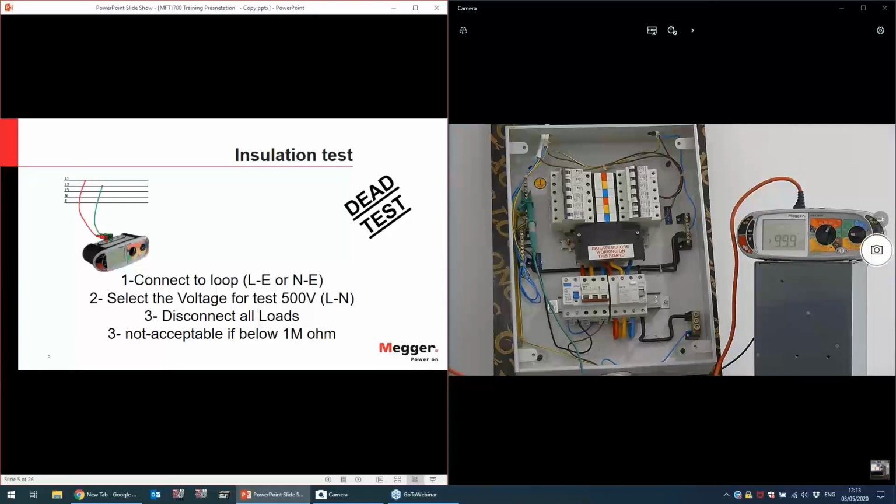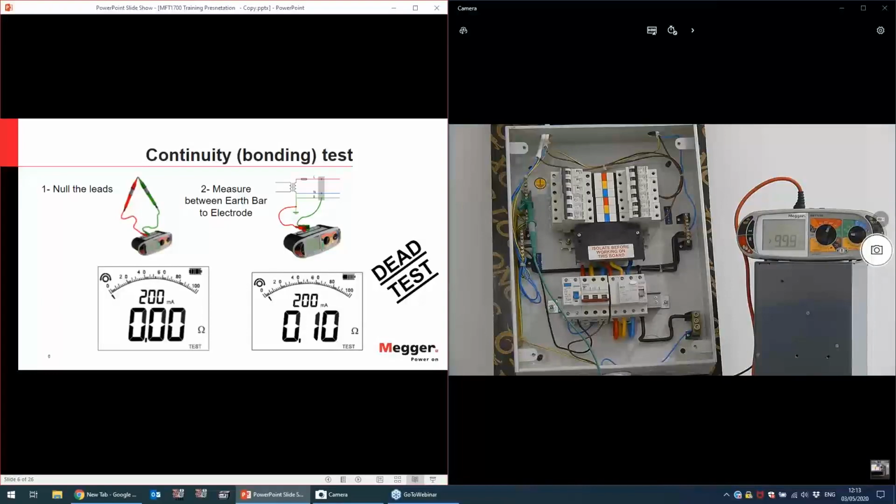By this test, I made sure that all my wiring is connected and in good shape. Now I can move on to the next test in my sequence. The next test is the continuity test, or what we call the bonding test. Here we will check that our earthing conductor coming from my earth bar, going to my electrode, is connected properly. Now unfortunately I don't have an electrode here with me to connect a wire measurement to it, so I will just try on this wire here connecting to my body and check the measurement.